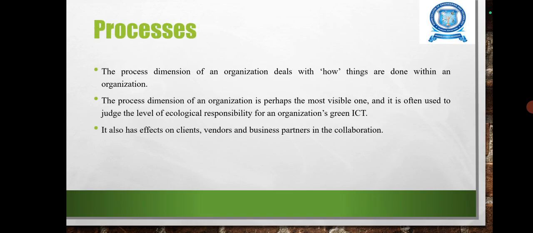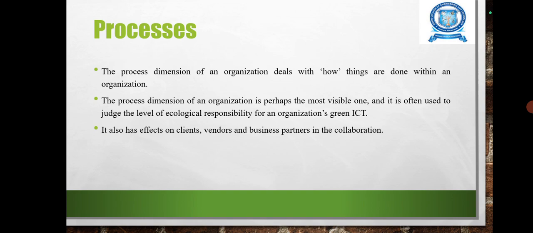The next one is process. The process dimension of an organization deals with how things are done within an organization. That means here business process engineering is the fundamental rethinking and also the radical redesign of business processes. Using this, you can achieve dramatic improvements in critical measures, for example, cost, quality, service and speed.